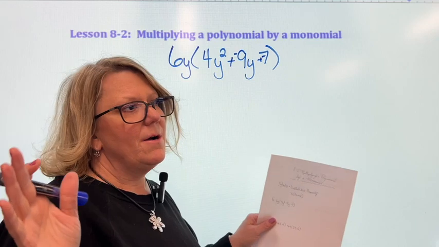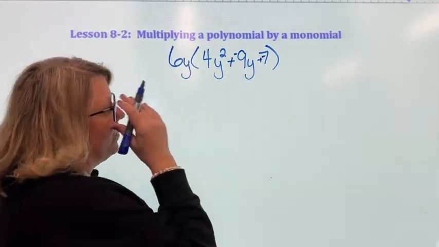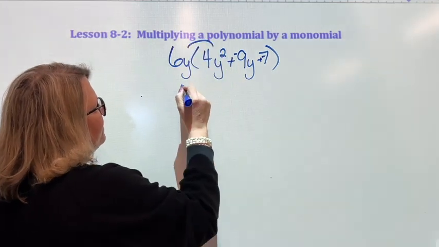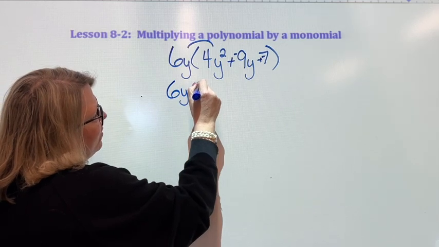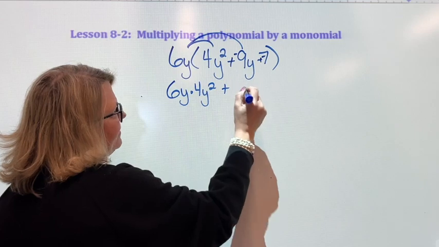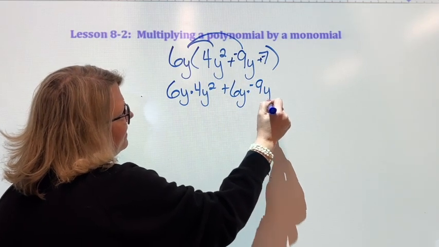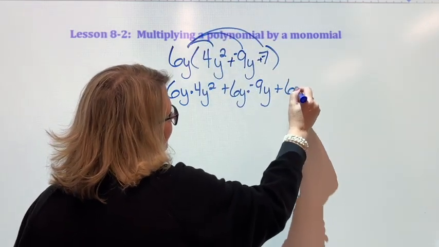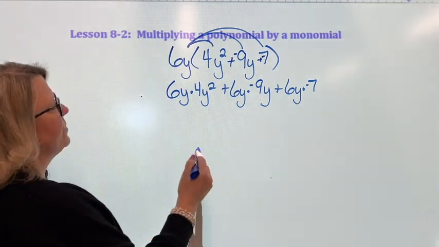Sometimes we have many monomials within the parentheses, so we want to be careful with that. So I would write all this out. I'm going to do 6y times 4y squared, drop down that addition sign, and then do 6y times negative 9y, drop down that addition, and then we've got 6y times negative 7. So now all you have to do is go through and do the math.